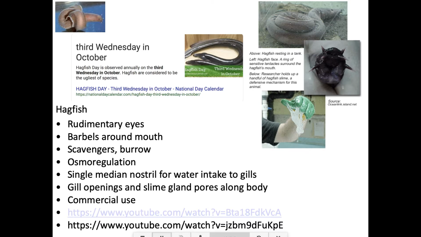There's now a small commercial fishery for hagfish leather off the coast of Oregon due to their very thick skin. The combination of slime and thick skin helps them osmoregulate, as they don't have a very sophisticated kidney system to do so.